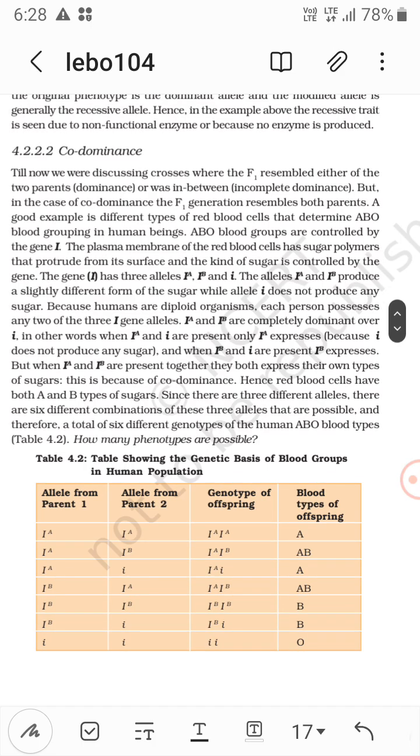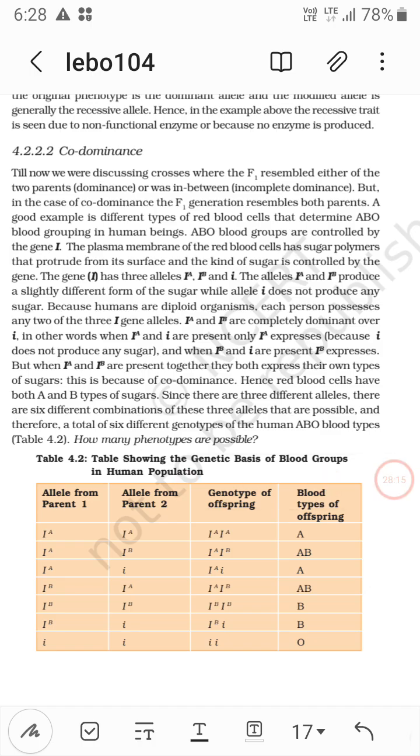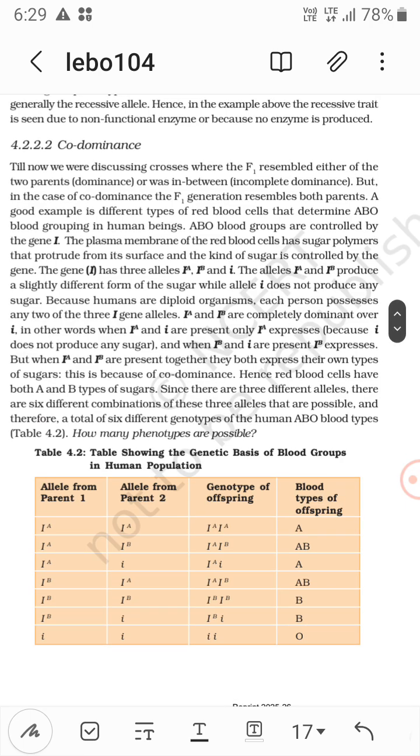Now codominance. Till now we were discussing crosses where the F1 resembled either of the two parents, that is dominance, like capital T small t in the first monohybrid cross, as you know. And if the F1 was in between, that is incomplete dominance.